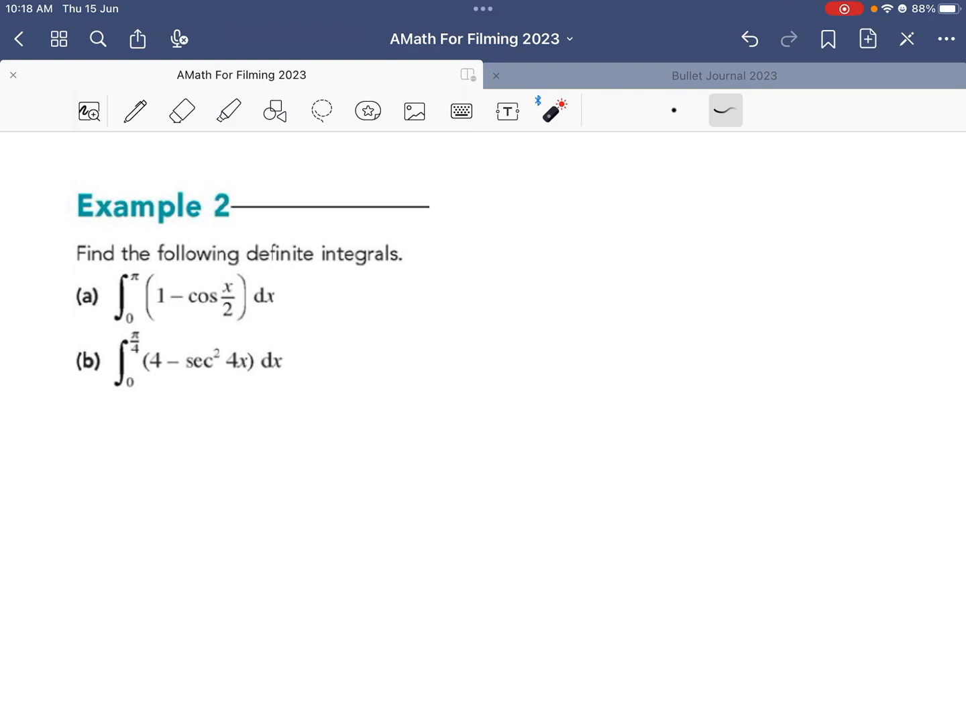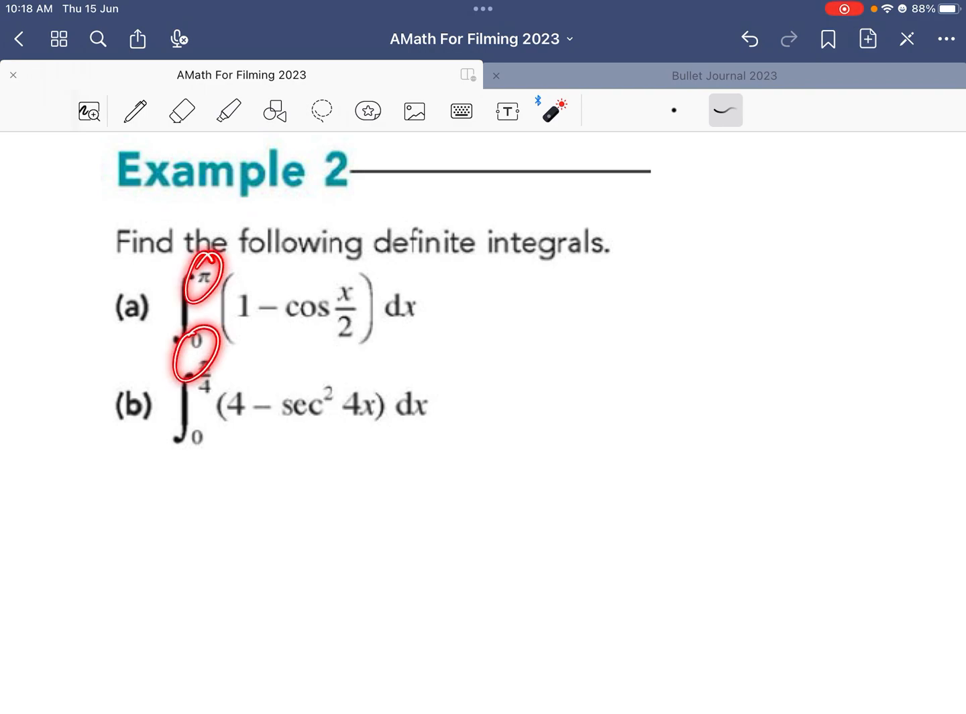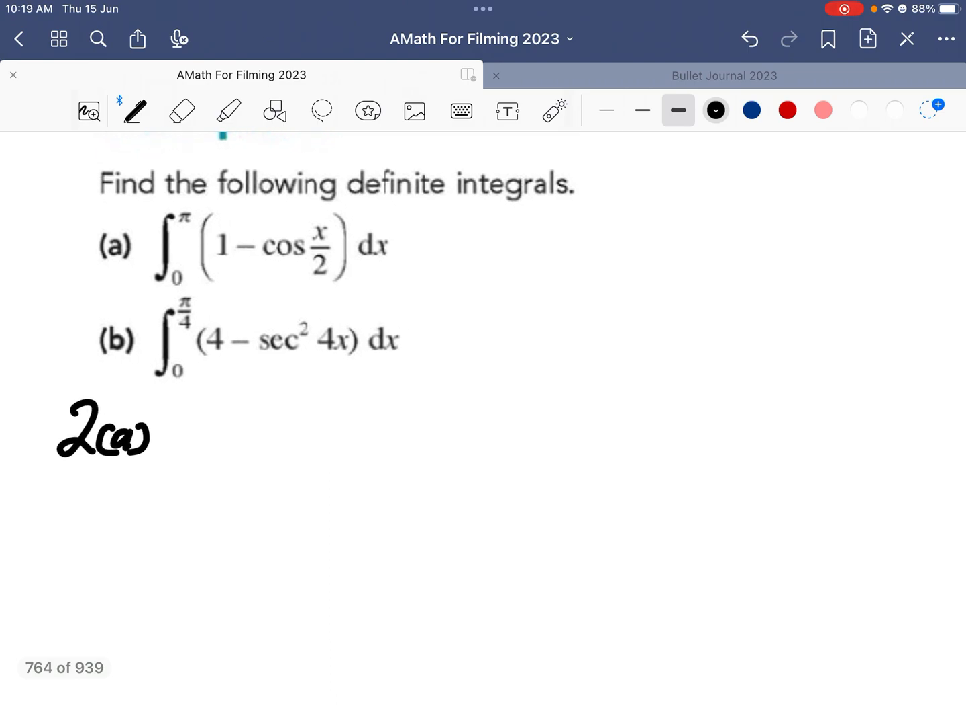Okay, now example 2. Example 2 is exactly the same as what we have done with example 1. The only thing now is this, be very careful, the limits are in terms of pi, which means that your calculator should be in radian mode. That's the first thing. Second thing also, we're dealing with trigonometric functions, but we've already learned how to integrate those already, haven't we? Okay, so now, without much further ado, I'm going to do example 2a.